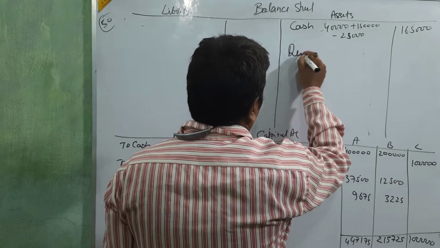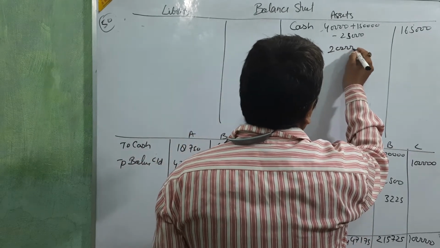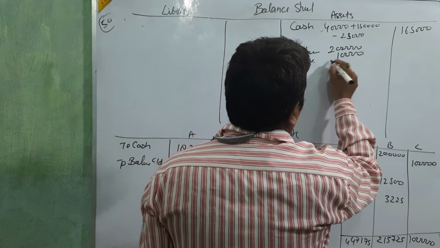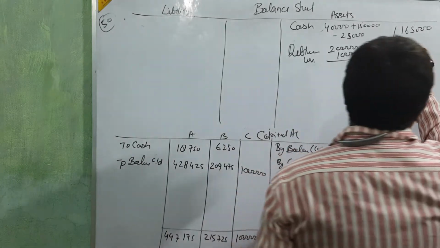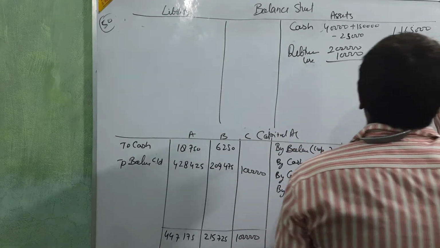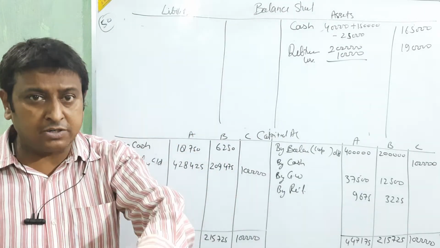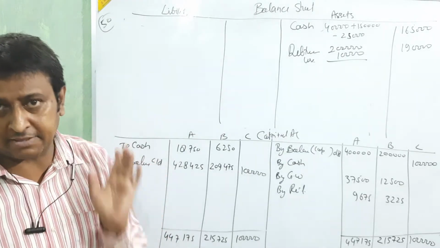Next asset, book debts. Debtors are 2 lakh. Then less 10,000 provision. That difference amount is 1,90,000. In the revaluation, we are making a provision of 10,000, so that amount will be less from the debtors.